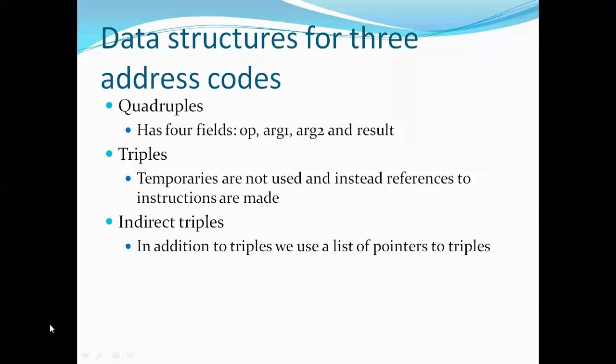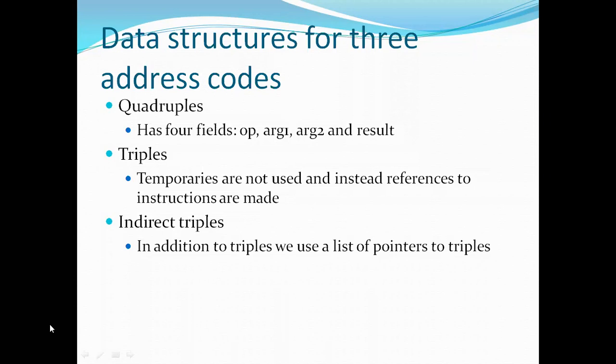What are those 4 fields? The first field is an operator, the second is argument 1, the third one is argument 2, and finally the fourth one is the result. These are the 4 fields. With these 4 fields, we are representing a quadruple.